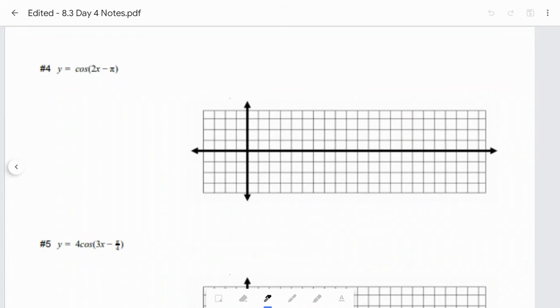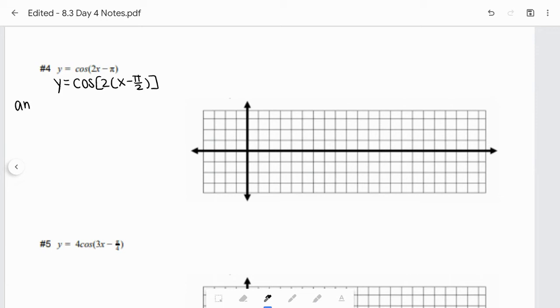Okay, number 4, we have y equals cosine times 2x minus pi. So here we notice that since there's some addition or subtraction on the inside of the parentheses, I have a phase change or a phase shift. So I want to factor out that 2. So I'm going to rewrite this as being y equals cosine 2x minus pi over 2.